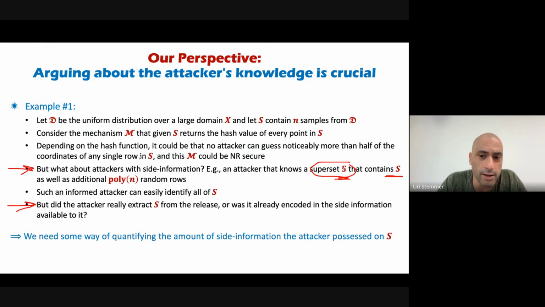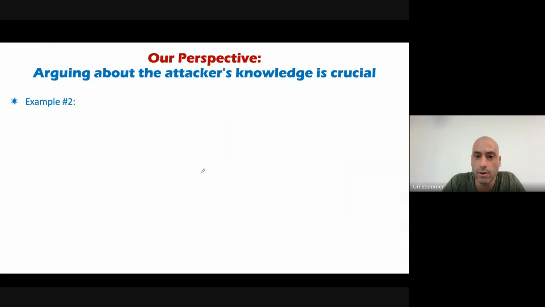I guess that an alternative way to say that is that we cannot hope to protect against an attacker reconstructing a point from our sample if this attacker already knows that the point was in the sample. This motivates us to try and quantify the amount of side information that the attacker has on the sample S. That's all I'm saying. But actually, we argue in this paper that it's not enough to talk about the side information the attacker has on S, and we actually also want to talk about the amount of side information that the attacker has on the underlying distribution.